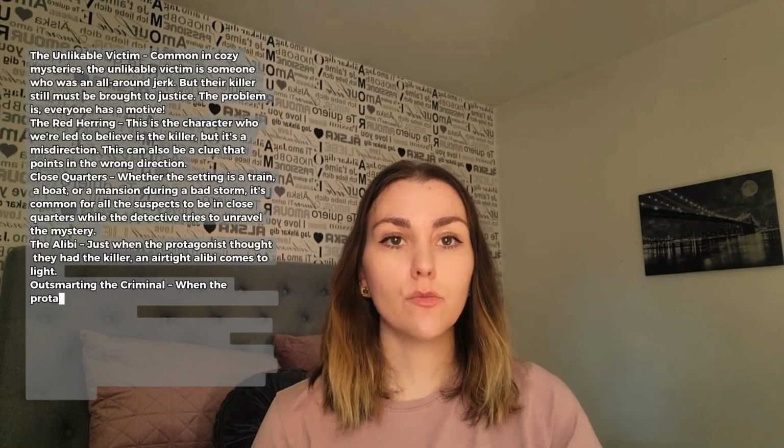The red herring. This is the character who we are led to believe is the killer, but it's a misdirection. This can also be a clue that points in the wrong direction. Close quarters. Whether the setting is a train, a boat, or a mansion during a bad storm, it's common for all these suspects to be in close quarters, while the detective tries to unravel the mystery.